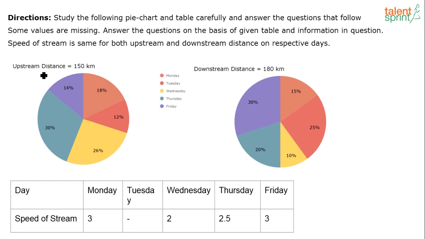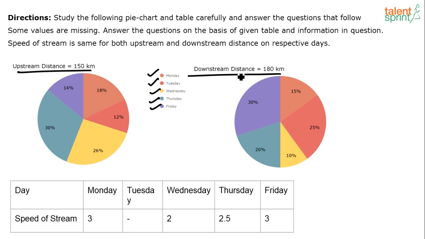So we have been given the upstream distance 150 kilometers, downstream distance 180 kilometers, and there is a pie chart for each of these, right? Upstream distance and downstream distance. The pie chart gives you the breakup of these distances over Monday to Friday, right? Monday, Tuesday, Wednesday, Thursday, Friday. So upstream distance covered on Monday is 18%. 18% of what? 150 kilometers, right?